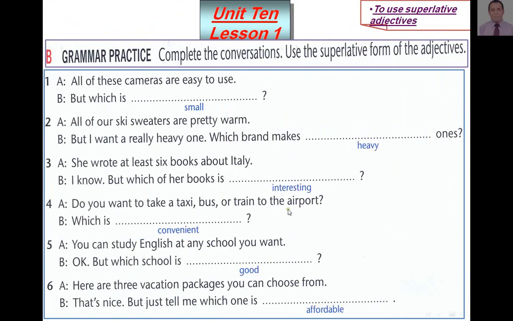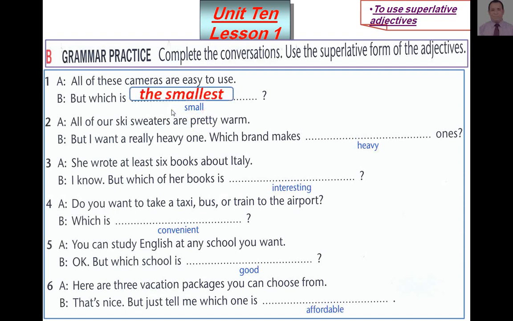Here, complete the conversations, use the superlative form of the adjectives. We're still using the superlative. Again, the plus est, or the most or the least. It depends on the meaning. Okay guys, all of these cameras are easy to use, but which is the smallest? Is small a long adjective or a short adjective? It has just one vowel, one syllable, so this is short, so I should use the plus est.